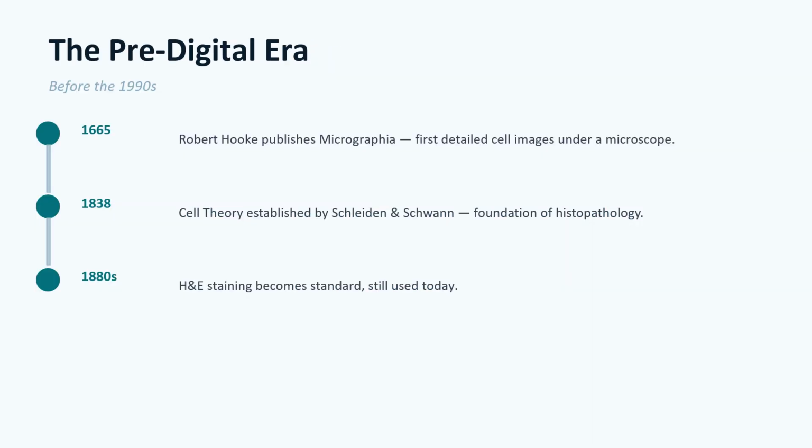Pathology has roots going back over 350 years. In 1665, Robert Hooke published Micrographia, the first detailed images of a biological cell. By 1838, cell theory laid the intellectual foundation of histopathology. The 1880s gave us H&E, which remarkably is still used till today. Thereafter, till 1990, the world of histopathology remained pretty much the same.